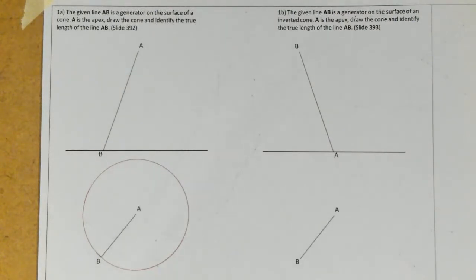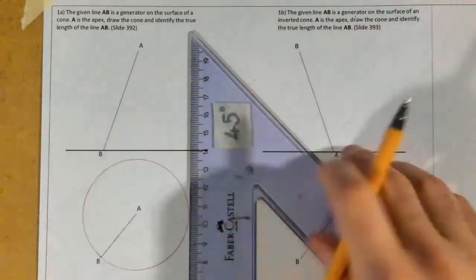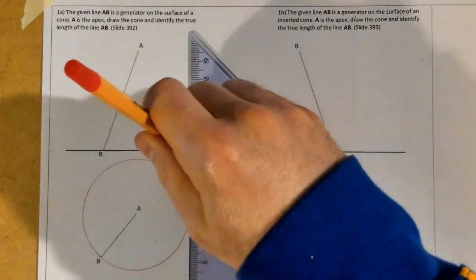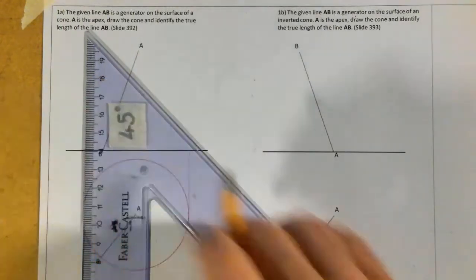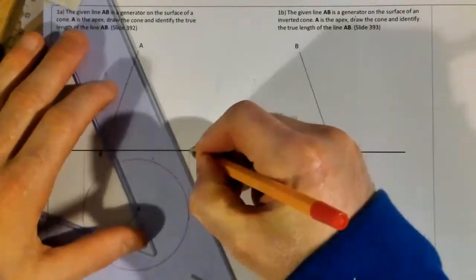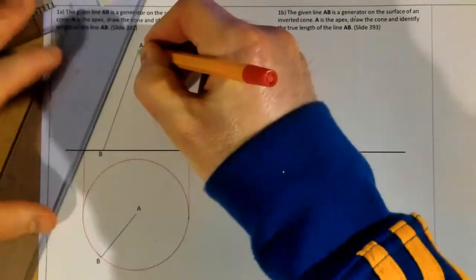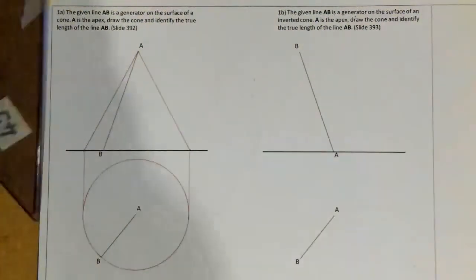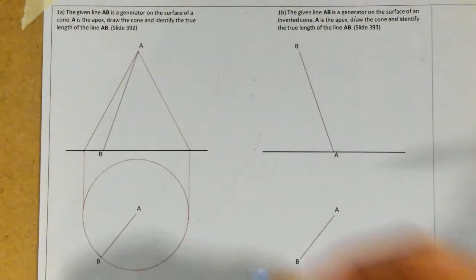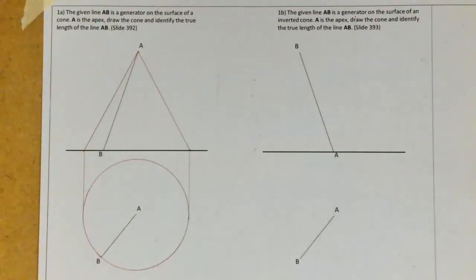Now with that, we have to draw the elevation of the cone as well. So bring that up, that's how far it would go out, and bring this up, and that is how far it would go out. And I can join both of them to A, because that is the apex. And there is my cone in elevation, because we see a triangle when we look straight at it, and we see a circle when we look down on top of it.